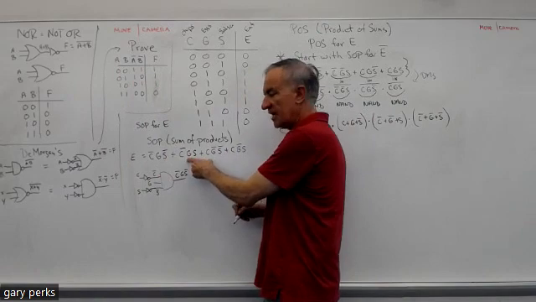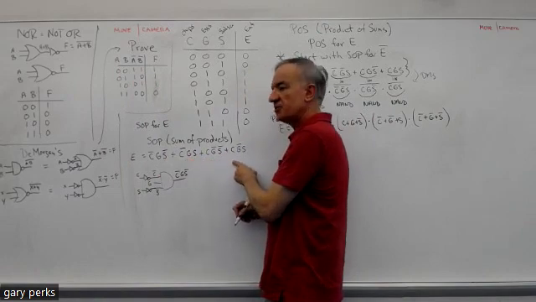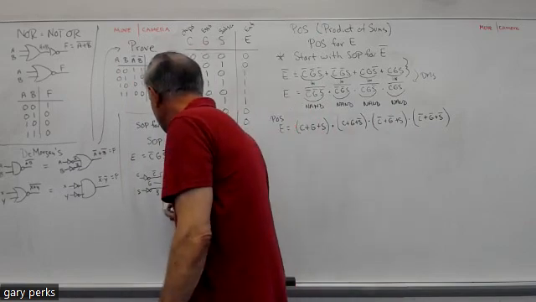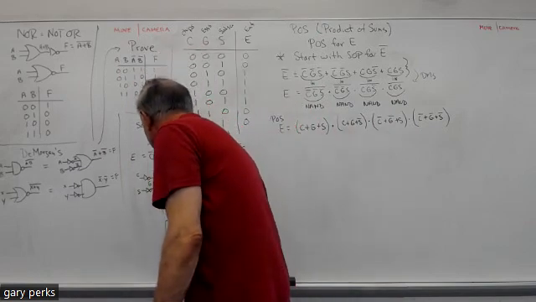And then I'm going to need an AND gate for each of these remaining terms. So I'm going to have a total of 4 AND gates. 4 AND gates.